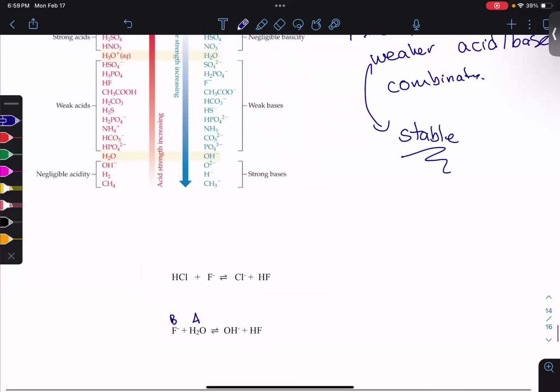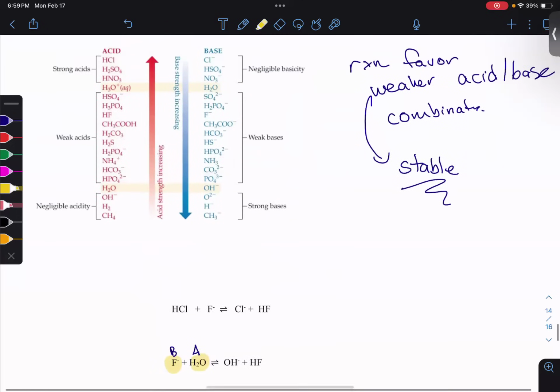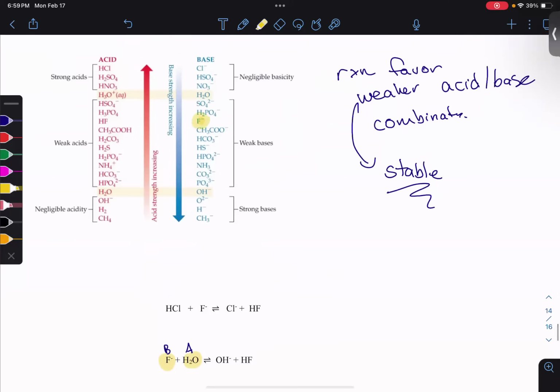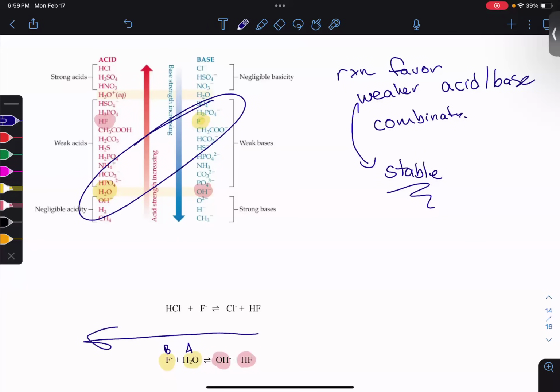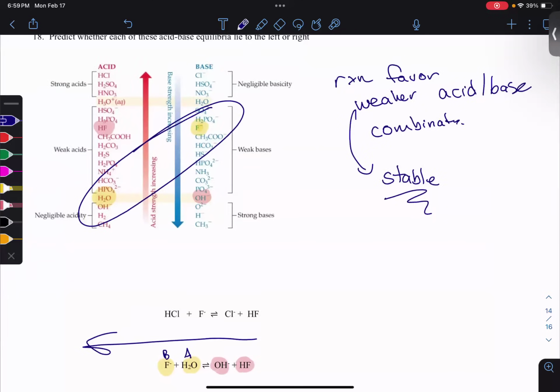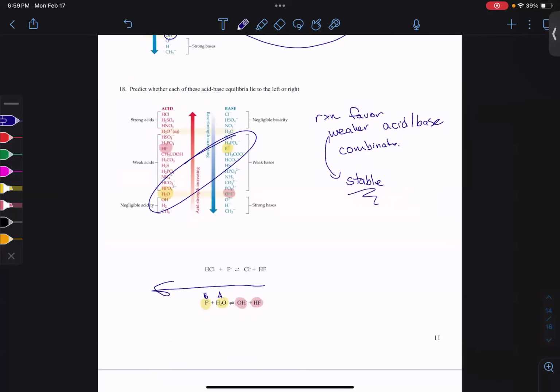So that's what you're going to look for. I'm going to highlight my reactants in yellow. F- is my base, water is my acid, and then my conjugates I will highlight in pink, OH- and HF. So which one is the weaker set? This time the reactants are the weaker set. So this reaction favors the left side, the reactant side. All right, so we'll end there. Sorry I couldn't get everything in chapter 16, so please refer to the key. Have a great evening.